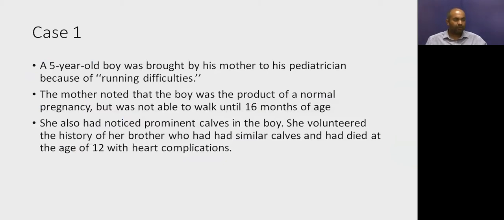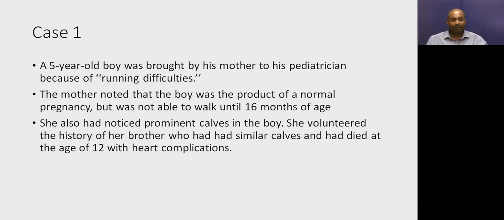A 5-year-old boy was brought by his mother to his pediatrician because of difficulty running. The mother noted that the boy was a product of a normal pregnancy, but was not able to walk until 16 months of age. So there is a motor delay. His walking was late. Also, she noticed that the boy had prominent calves.